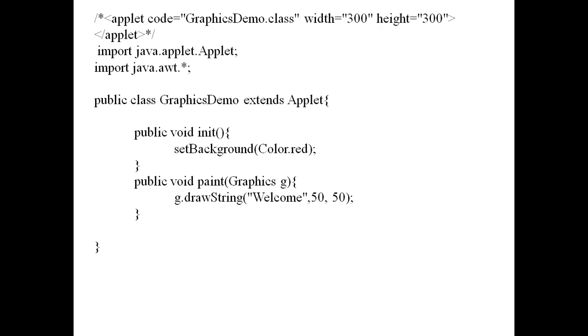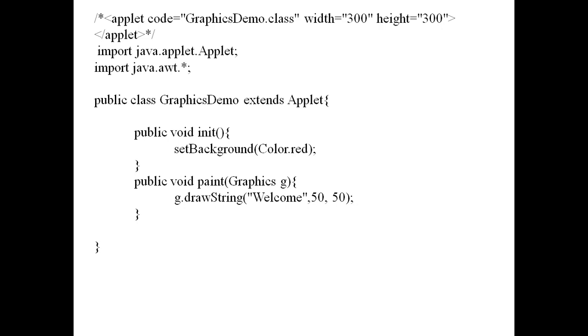Color is a class present in AWT. So Color.red means the background color is now set as red. If you want, you can set the foreground color also. The setForeground method can be used for setting the foreground color. Now in the paint method, I am simply drawing the string welcome at the position 50, 50. So when I run this program, I will get an applet window with height 300 and width 300, and welcome will be displayed in the body of the applet where the x coordinate is 50 and the y coordinate is 50.